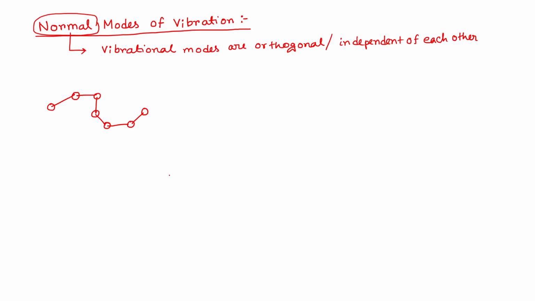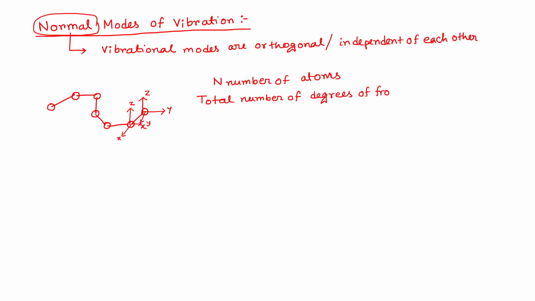So your basis is going to be the coordinates of all the atoms. Here you have three coordinates, right? Z, Y, X. Similarly, these also have Y, Z, X. Like this, suppose you have n number of atoms, so your total number of degrees of freedom, or total number of coordinates, is going to be 3n, which are independent of each other. Okay, these are all independent of each other.